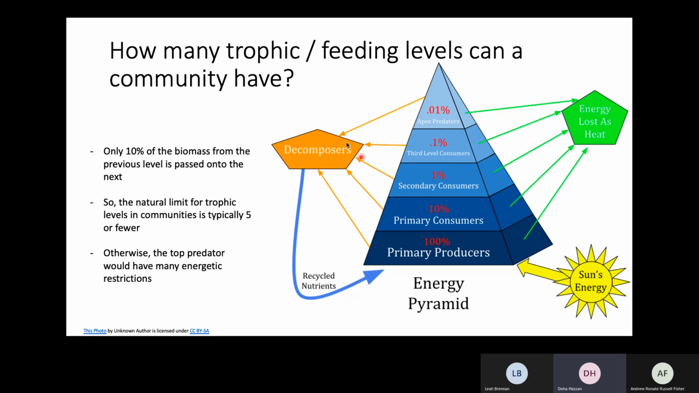And then of course you have decomposers that come in and eat all of the dead organisms from each of these trophic levels. Then they can recycle the nutrients, and then it goes back to the primary producers, you know the drill.